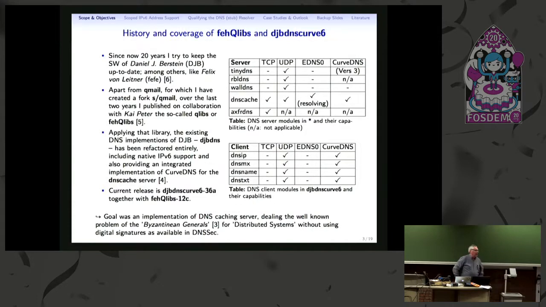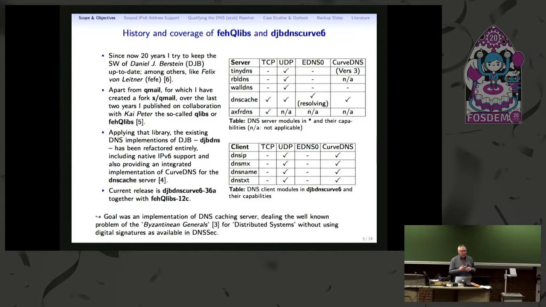Just to give you some history, I have supported the software of Bernstein for about 20 years. Initially, I did some patches for qmail. Now I have my own fork running, which is called sqmail. This is more or less aligned with what Felix von Leitner does, who is known as the German blogger Fefe, and we work together a little bit in this context.